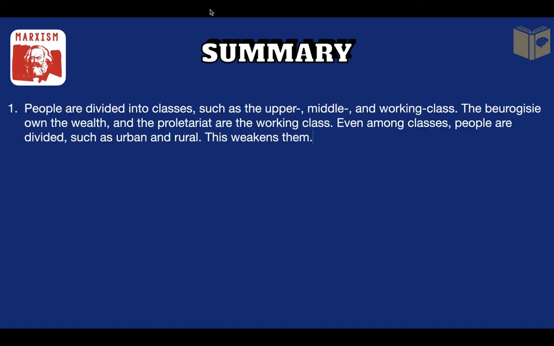So the first point was that people are divided into classes such as the upper, middle and working class. The bourgeoisie or the ruling class own the wealth and the proletariat are the working class. However, even among classes, people are still divided, such as urban members of the proletariat versus rural members of the proletariat. And this is thought to weaken them, according to Karl Marx.